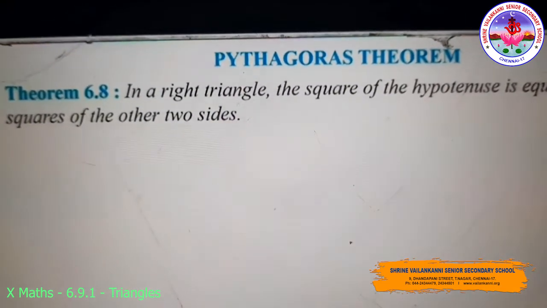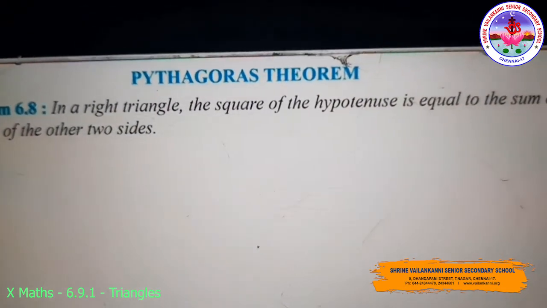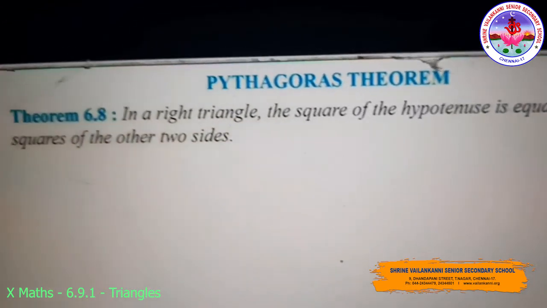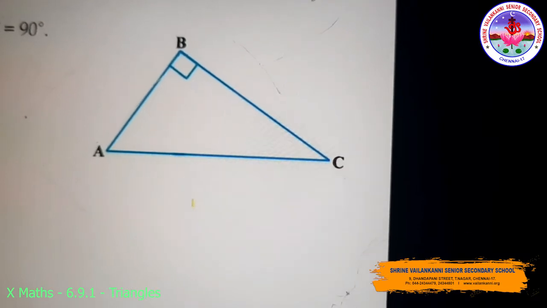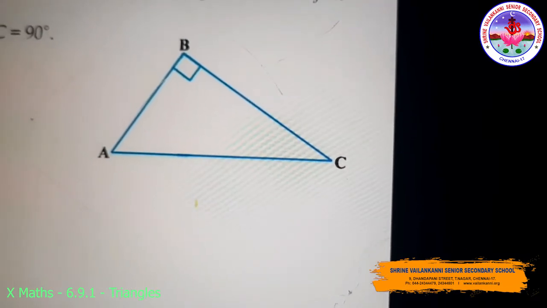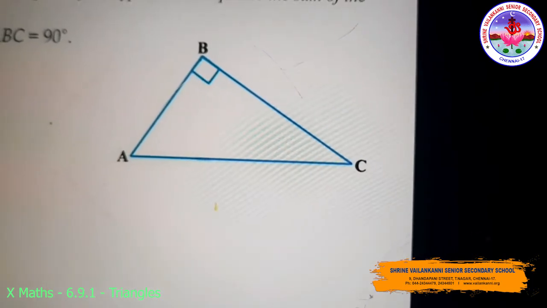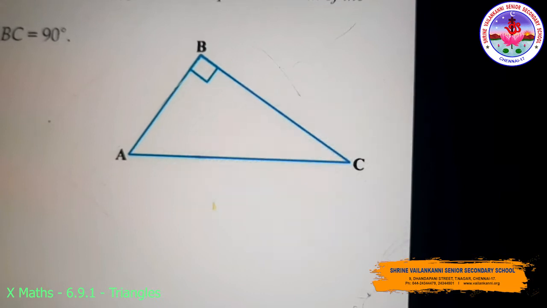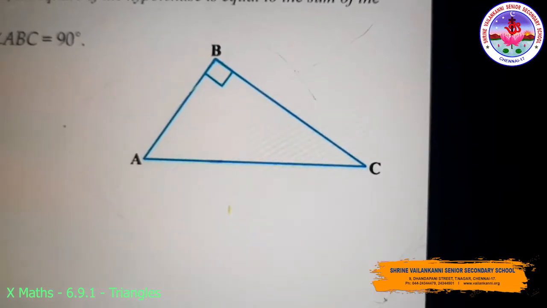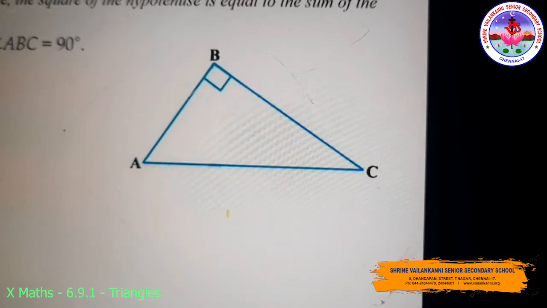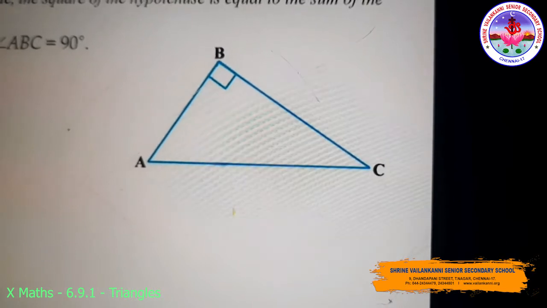It states that in a right triangle, the square of the hypotenuse is equal to the sum of the squares of the other two sides. Let us draw a right triangle ABC, right angled at B, where AC is the hypotenuse. We want to prove that the hypotenuse square is equal to the sum of the other two sides square. That is, we want to prove that AC square is equal to AB square plus BC square. So let us come to the proof.